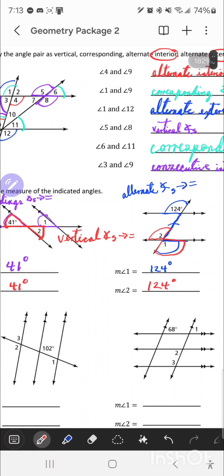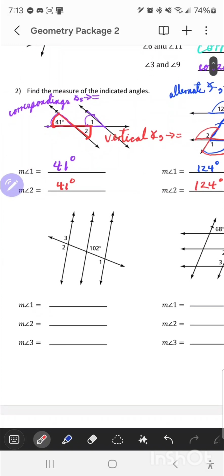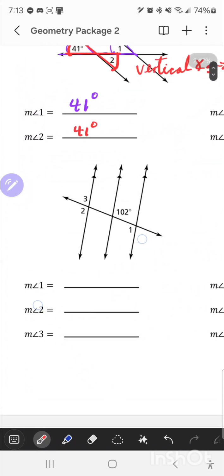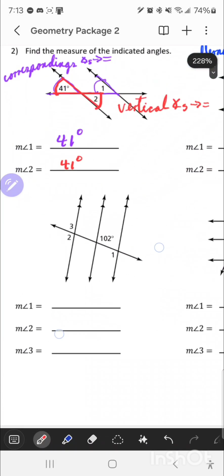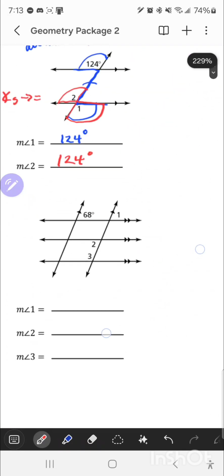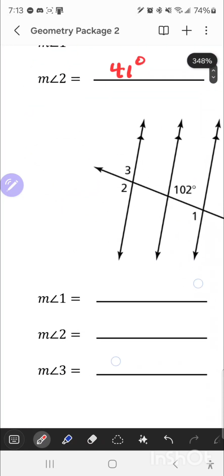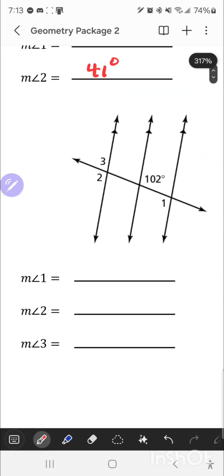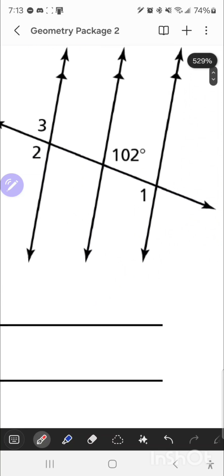I'm on the last one. Possibly I'm gonna do only this one, and then tomorrow do this one. Either way, this is a refresher. Now I'm going to use another color.